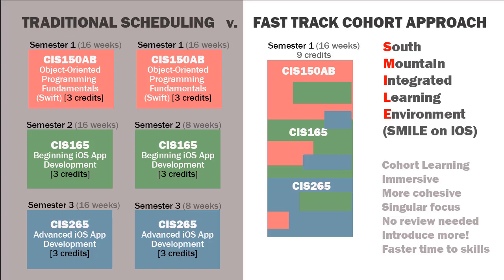We take these 3 courses and we combine them together in such a way that they all start the same day, they all end the same day officially, and while the bulk of the information the first 5 weeks is going to be the CS 150 AB course, we will pull in some information from CS 165 and maybe even a little bit from CS 265 in those first 5 weeks. So the content is being interwoven to give you a much better learning experience and to make the competencies of these 3 courses flow a little bit better together.